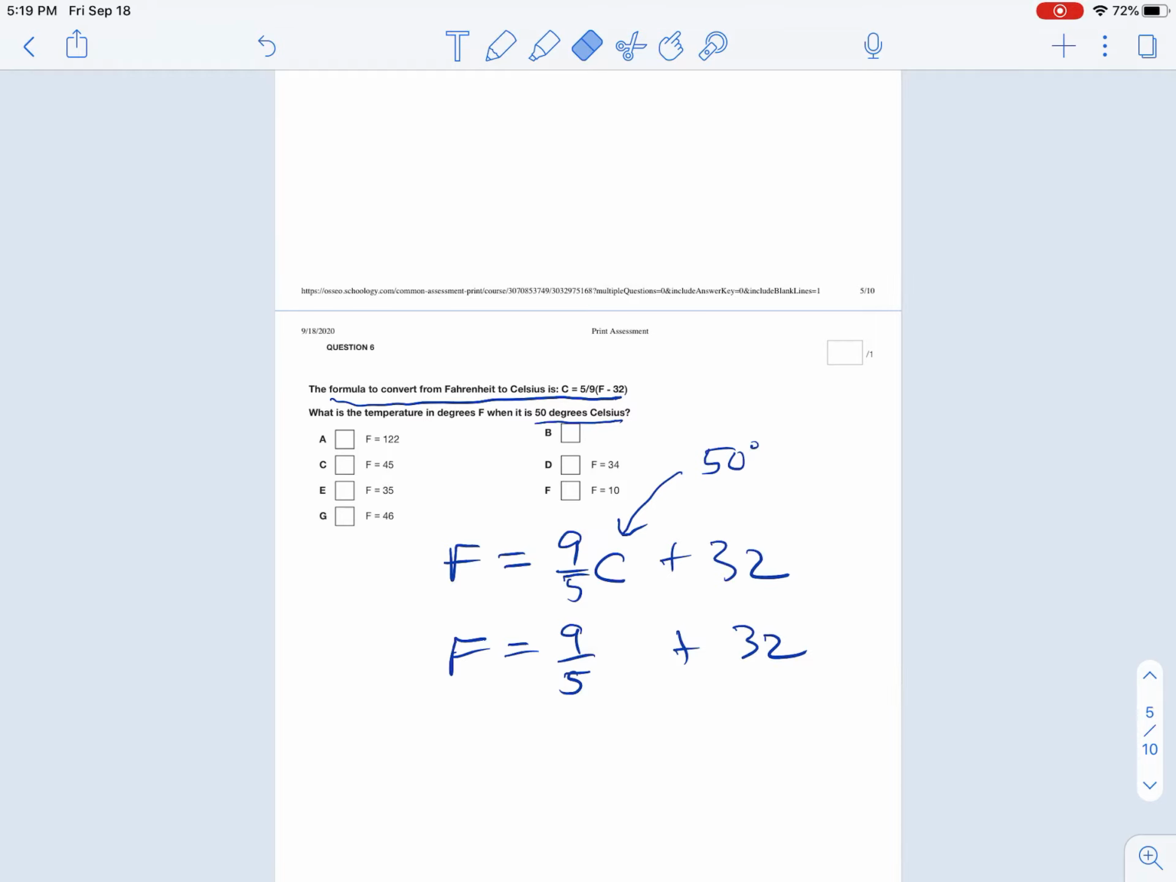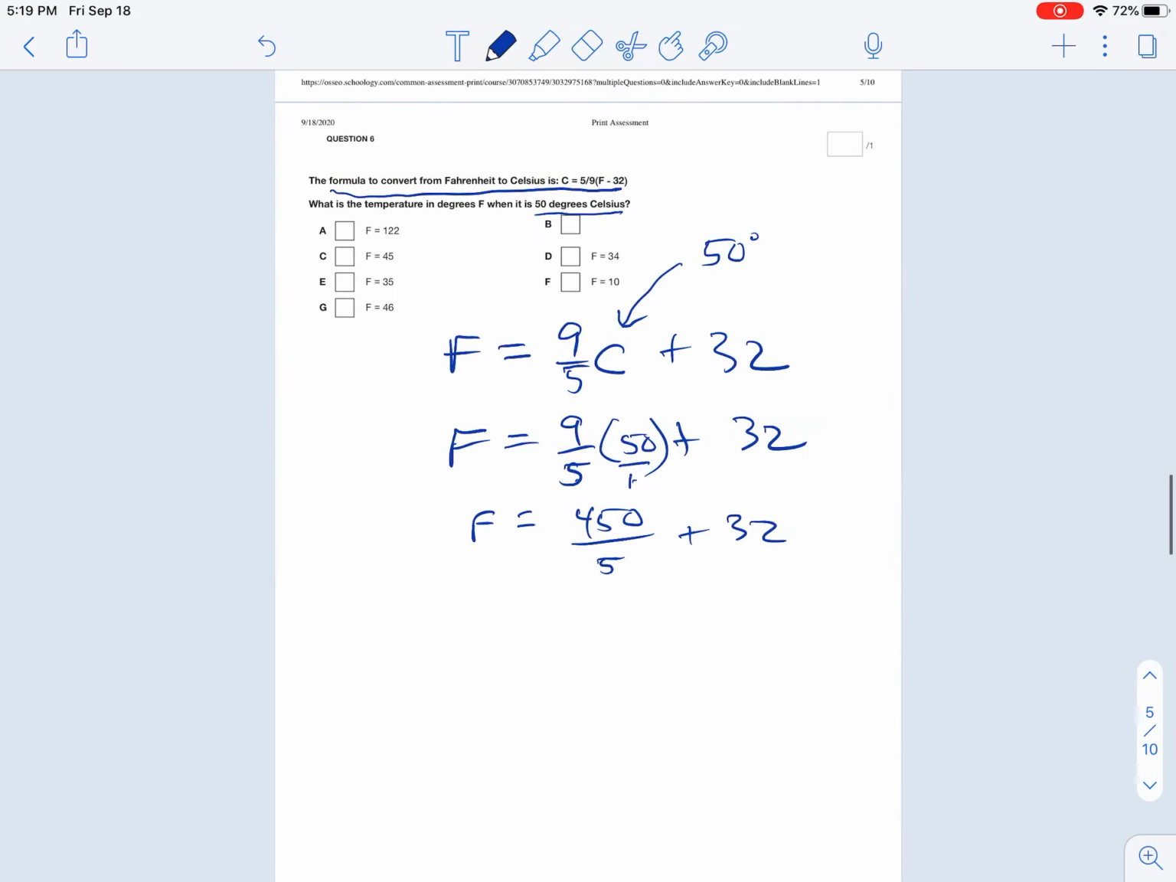And what I didn't do is put in 50 for the C. And so then to work this out, remember anything can be written as a fraction if you put it over 1. So 9 times 50, I'm just taking top times top, is 450. Bottom times bottom is 5.